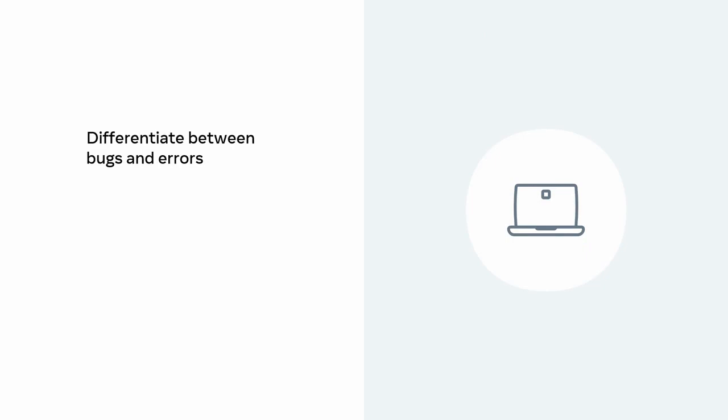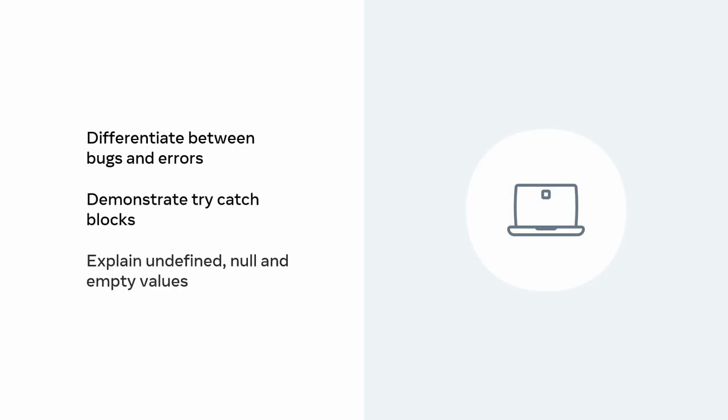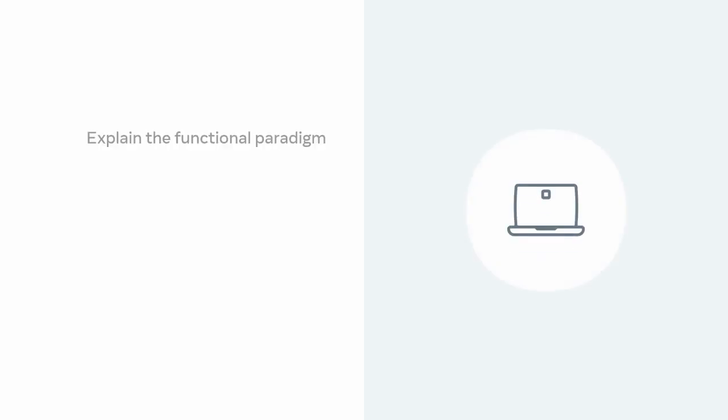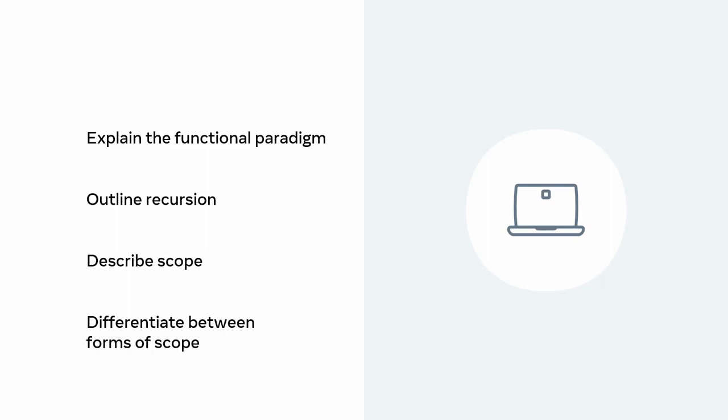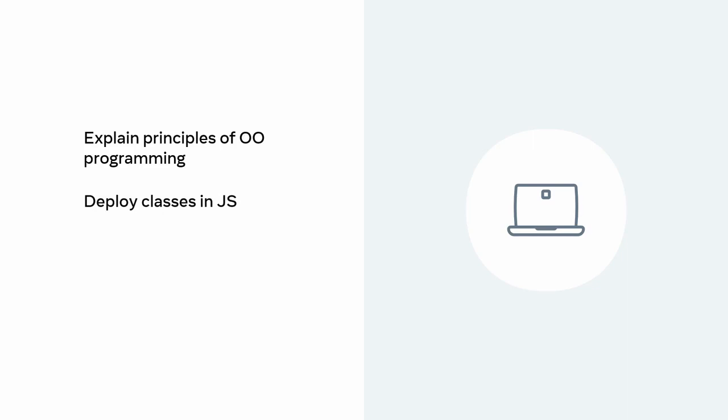During this lesson, you discovered how to recognize the differences between bugs and errors, demonstrate try-catch blocks, and explain the concepts of undefined, null, and empty string values. The next module on programming paradigms began with a lesson on functional programming, in which you learned how to explain how the functional paradigm works, outline the concept of recursion, describe how scope operates, and explain different forms of scope such as let, const, and var. In the next lesson, you explored object-oriented programming and learned the principles of object-oriented programming, how to deploy classes in JavaScript, build and utilize constructors, and make use of inheritance.